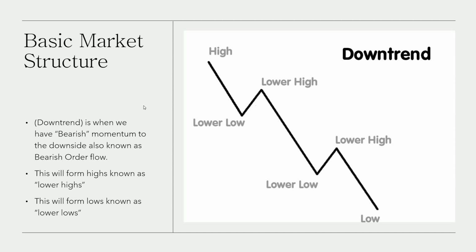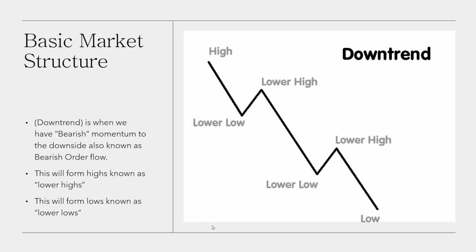Now, a downtrend is basically the opposite. A downtrend is when we have bearish momentum. Remember, bearish means we're going down, right? A downtrend is when we have bearish momentum to the downside, also known as bearish order flow. This will form highs known as lower highs, and this will form lows known as lower lows.